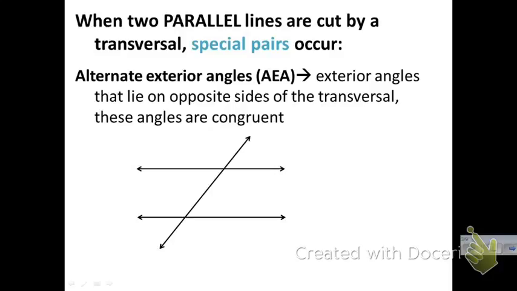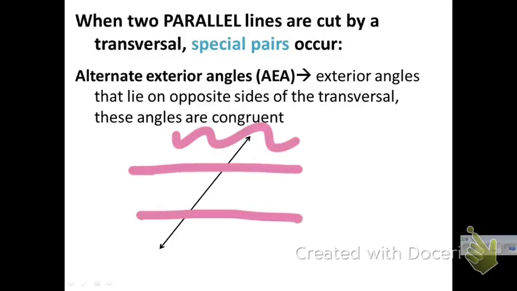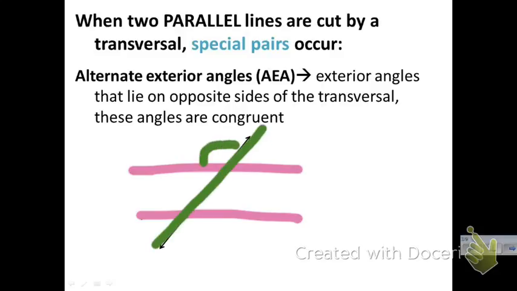Alternate exterior angles are when they lie outside our two parallel lines. So all the angles here and here. And then they are also on alternating sides of the transversal. So we're talking about alternating, that's on this side, and the other one on that side. If we get parallel lines, then these angles are congruent.